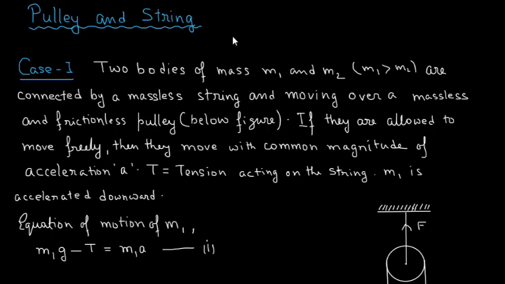Pulley and string. Case 1. Two bodies of mass m1 and m2, m1 is greater than m2, are connected by a massless string and moving over a massless frictionless pulley as shown in the below figure. If they are allowed to move freely, they move with common magnitude of acceleration a. T is equal to tension acting on the string, m1 is accelerated downward and m2 is accelerated upward. So let us see the figure and try to figure out.